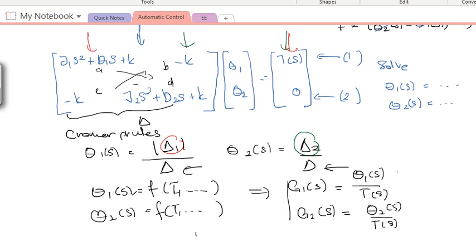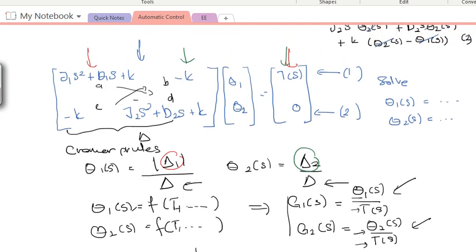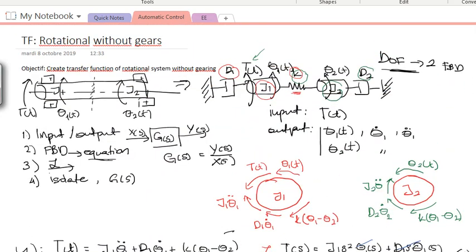What this transfer function means is that it lets us observe the behavior of theta 1 due to the input of T, and the second transfer function lets us observe the behavior of theta 2 when we put an input of T. So that's all on the method of how to construct the transfer function of a rotational system without gearing. And here we have an example of a 2 degree of freedom.